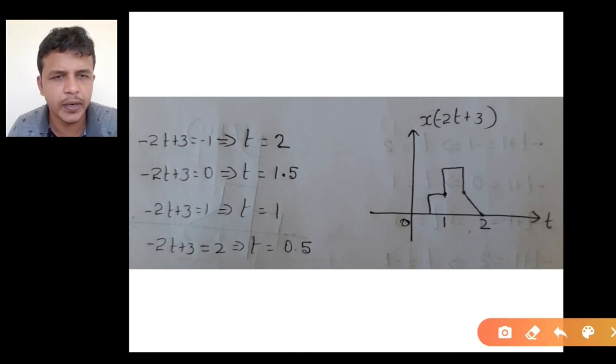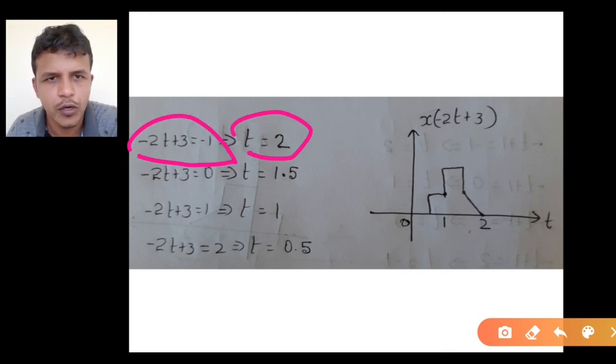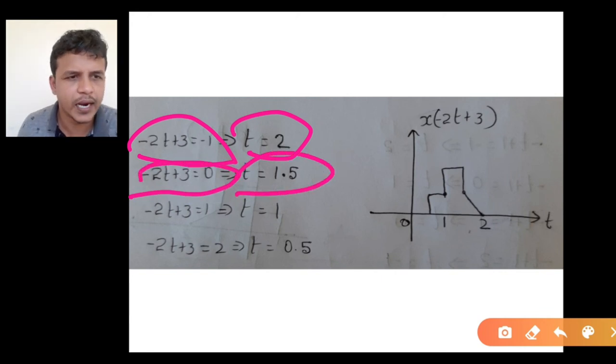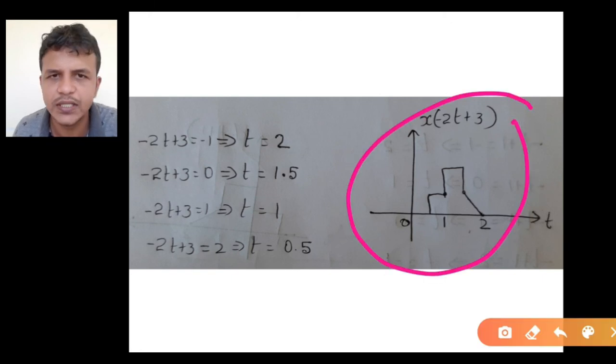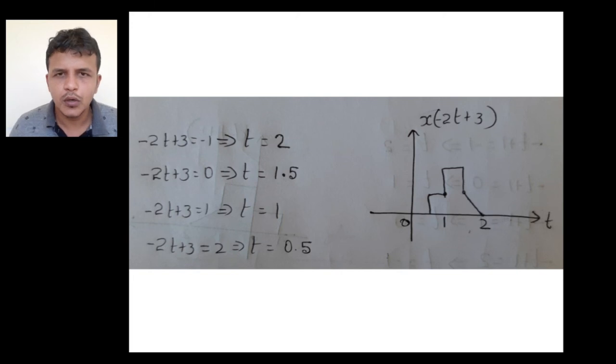Instead of equating 2t plus 3 to -1, we equate -2t plus 3 equal to -1, which implies t equal to 2. -2t plus 3 equal to 0 implies t equal to 1.5. The same kind of approach we are doing, and when we plot the signal we will have this version, which is the same as the signal that we got after the traditional approach.